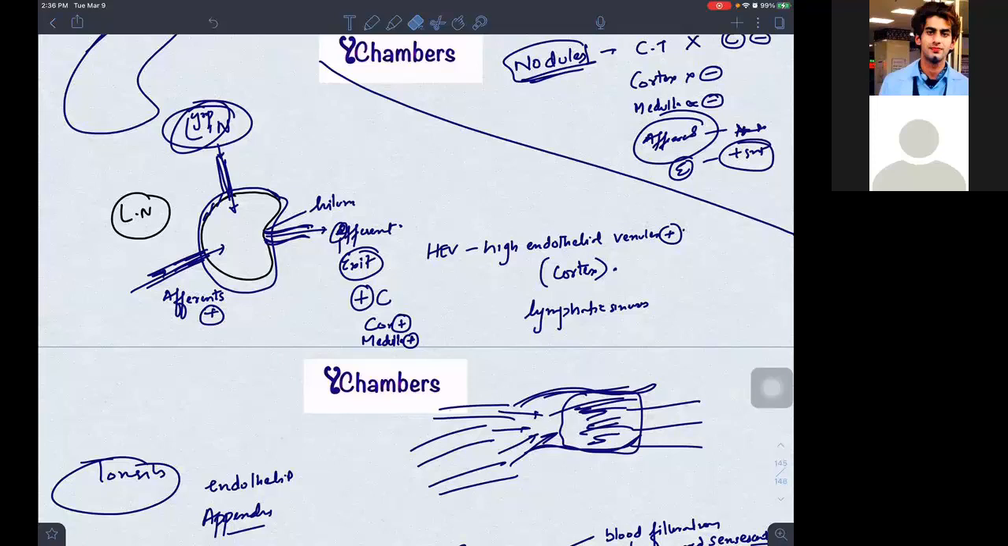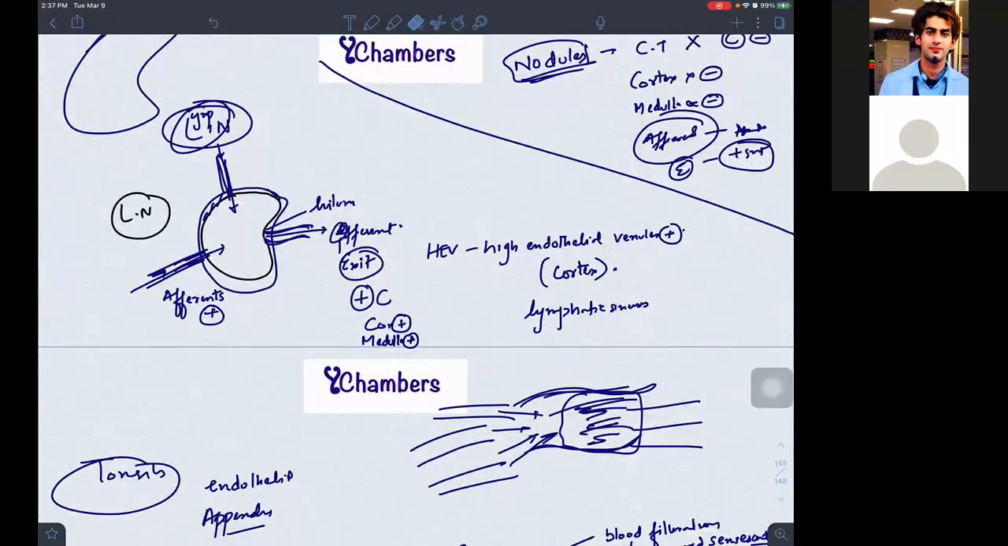E for everyone. This is how I remember: efferents, everyone. Remember? Afferents, A means only lymph node has.